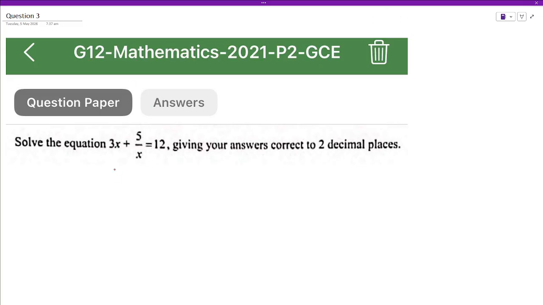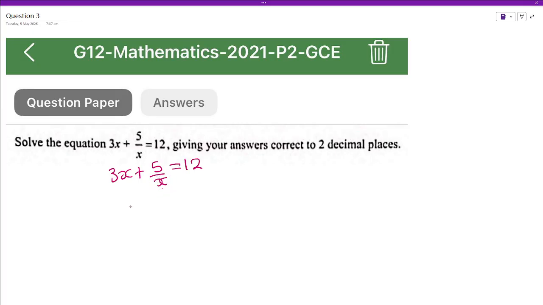The equation is 3x plus 5 over x is equal to 12. This is also a quadratic equation, except it is just phrased differently. So all we have to do now is we need to get rid of this guy here, the x, the denominator. You don't want to have your quadratic equation with a denominator. So how do we get rid of it? We're going to multiply every single value with this very denominator.